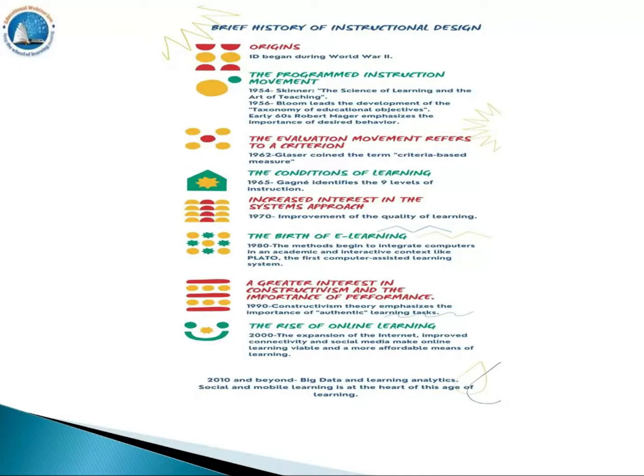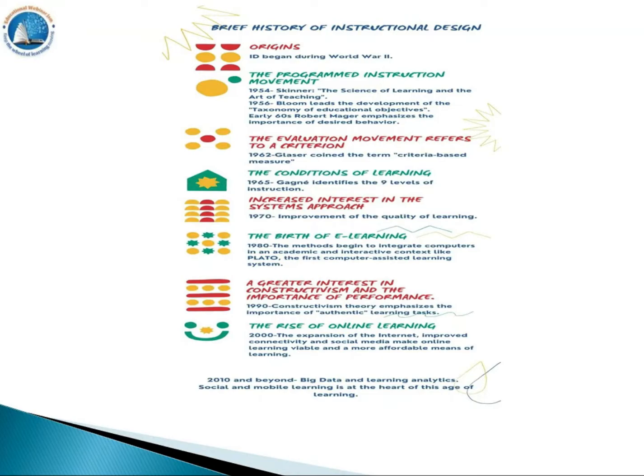A brief history. The origin of instructional design began during World War II, when a large number of psychologists and educators joined forces to design training materials and apply their knowledge to assessment. The programmed instruction movement: in 1954, Skinner, with his article The Science of Learning and the Art of Teaching, coined the concept of material for programmed instruction. In 1956, Bloom led the development of the taxonomy of educational objectives.